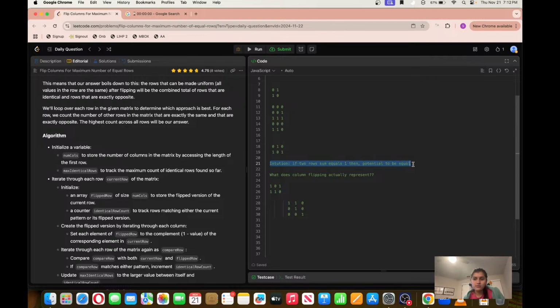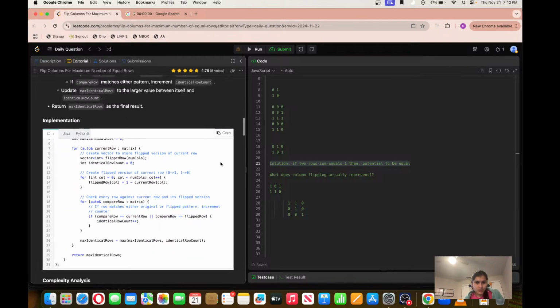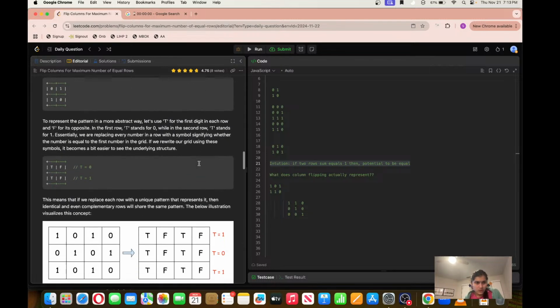I also came up with this intuition, and obviously we could do this, right? But I didn't think of doing it because it would be too much brute force, looking at each row and comparing every row. That is too much. So the outer loop iterates over each row of the matrix. For each row, the algorithm creates a flipped version, then compares. Oh my god. So let's not look at this.